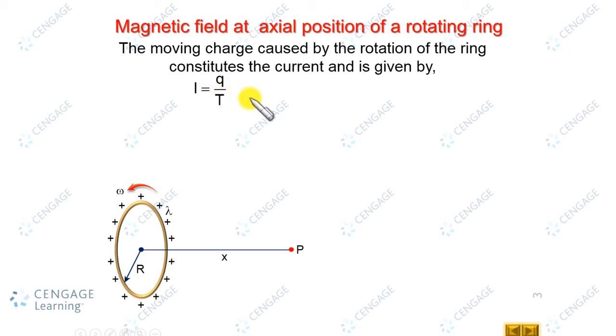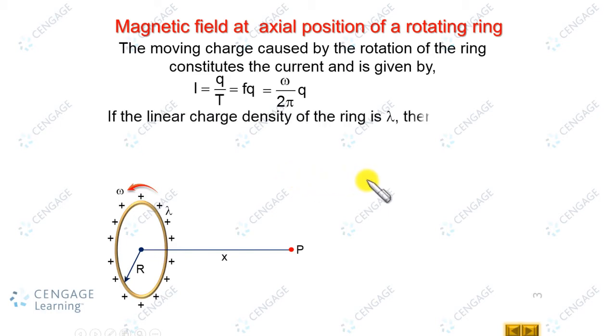So we can write I equal to f multiplied by q, and f is the frequency which can be related with the angular frequency. Angular frequency omega can be written as 2 pi f. So f equal to omega divided by 2 pi. So this is the equivalent current, right? Now we are given the charge density lambda, and you know the length of this wire is equal to 2 pi r. That means the total charge on the ring in terms of the charge density should be equal to 2 pi r multiplied by charge density, that is lambda. Okay, and now we can substitute this charge value in this expression.